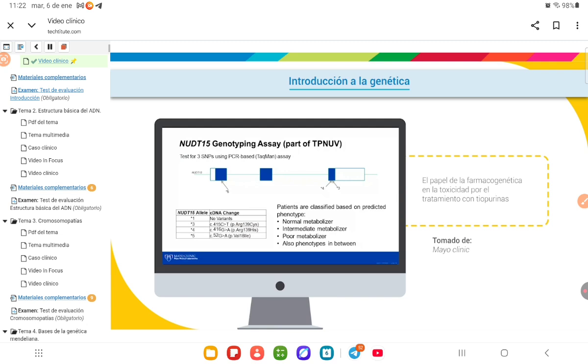When the TPNUV test is performed, both TPMT and NUDT15 are genotyped. A genotype and a phenotype for each gene is reported, and an interpretive comment ties the results together, providing a recommendation.